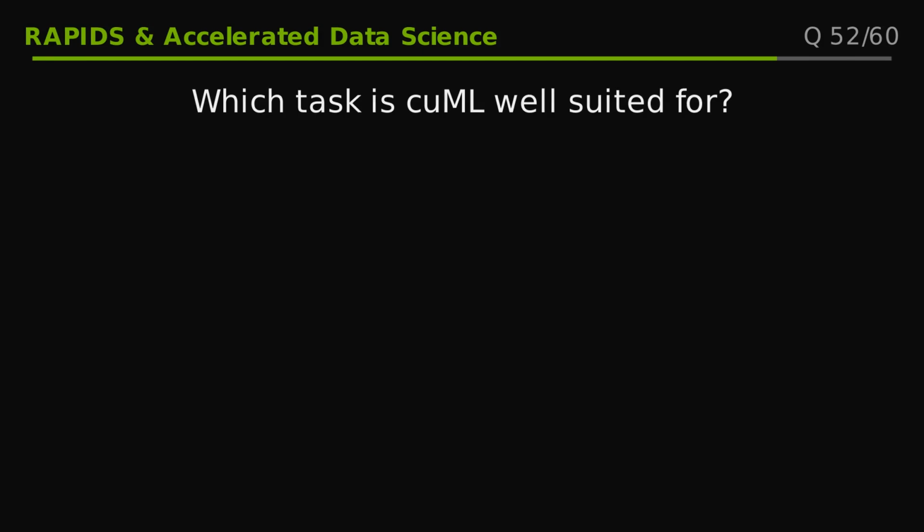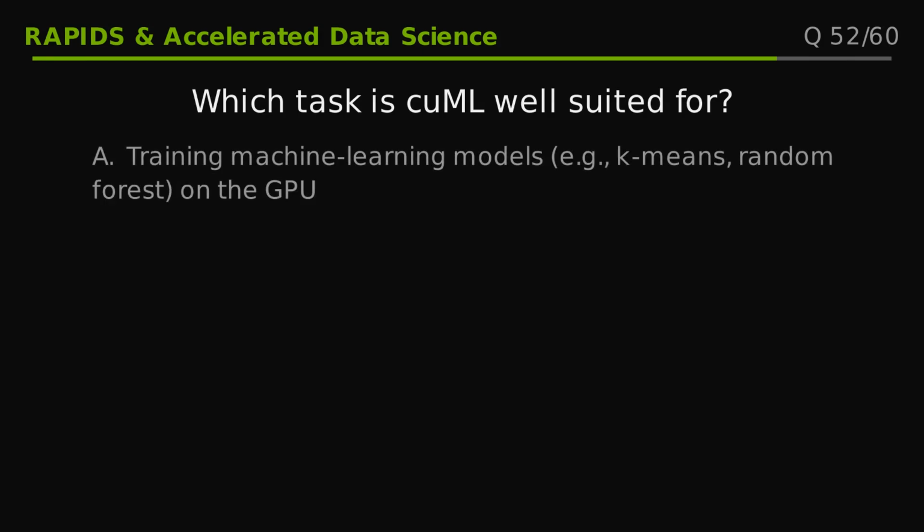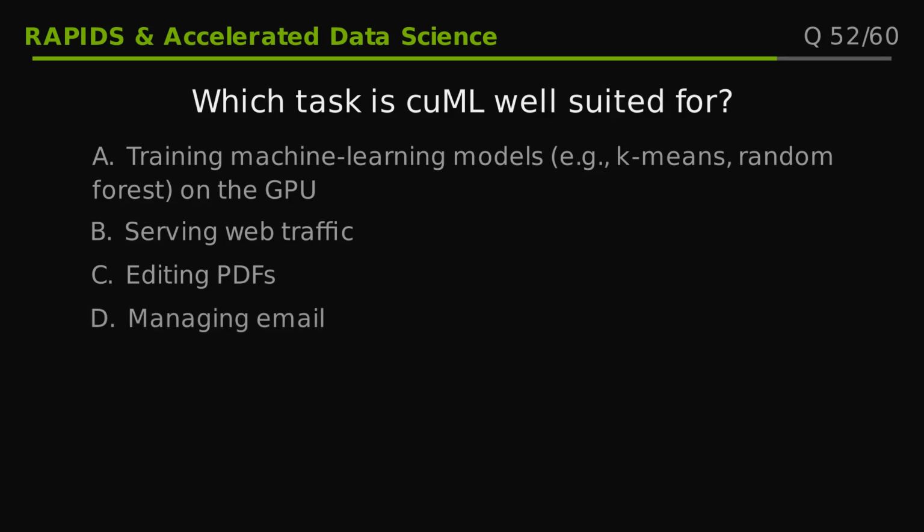Which task is well suited for? Option A, training machine learning models, for example, k-means random forest on the web. Option O, serving web traffic. Option A, editing call calls. Option A, managing email.